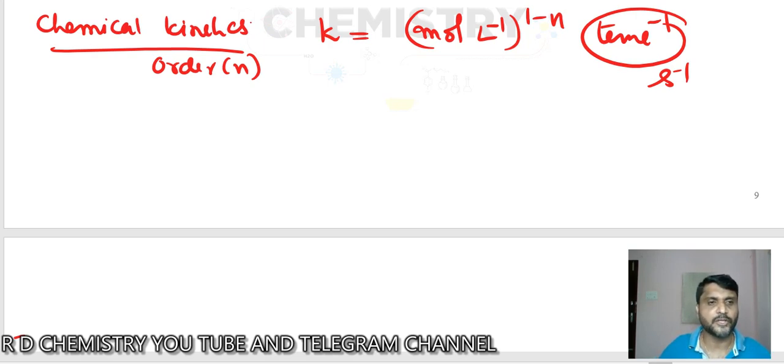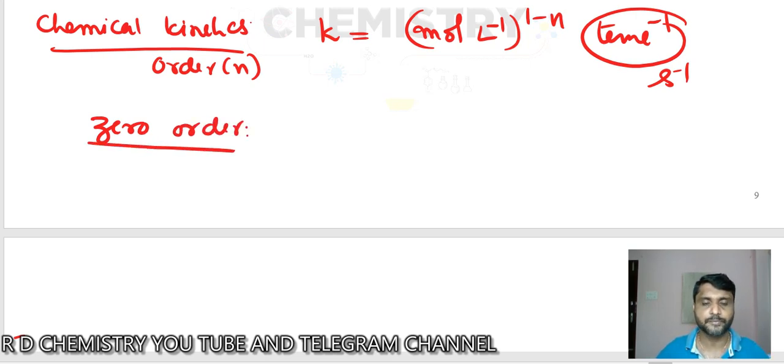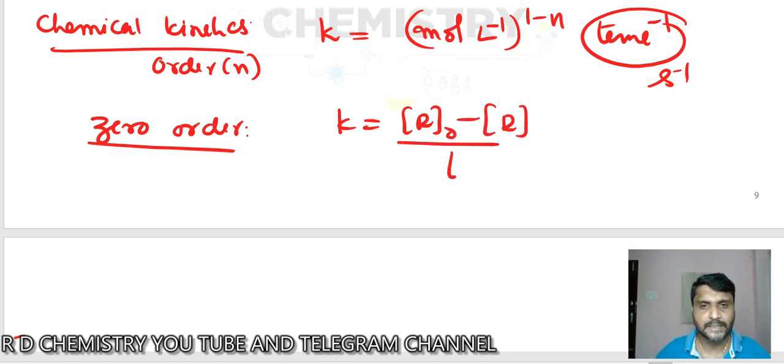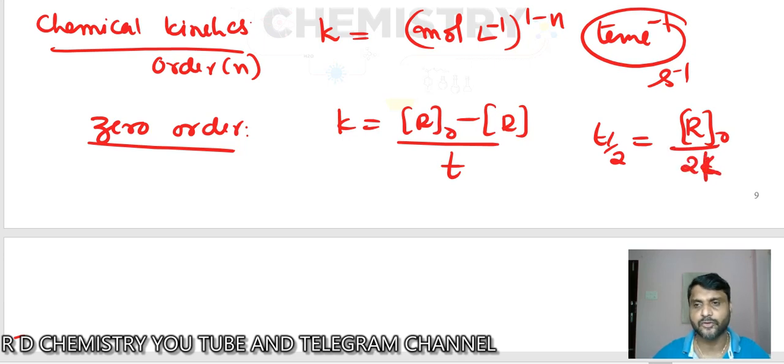Then we have for zero order reaction some ready-made formulas. For zero order reaction, K is equal to R naught minus R divided by T, correct? For zero order, we also have half-life. Half-life is equal to R naught divided by 2K, clear? K is the rate constant.